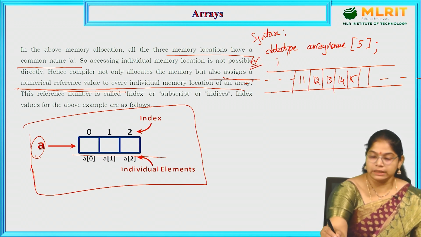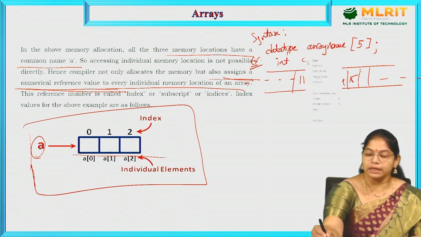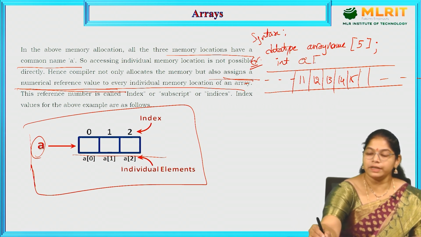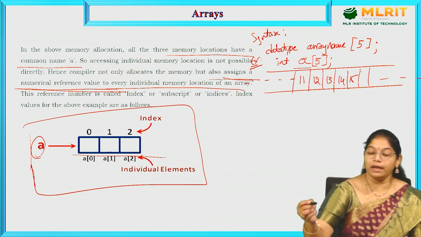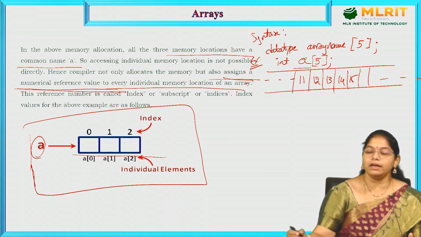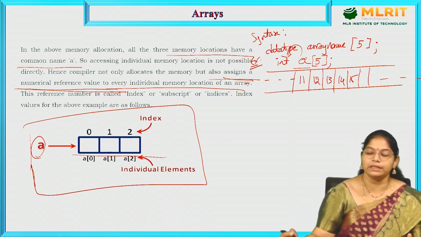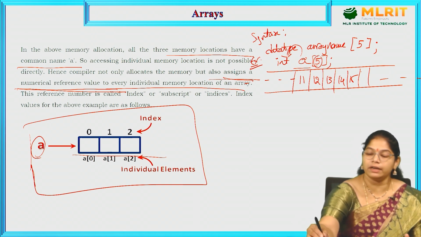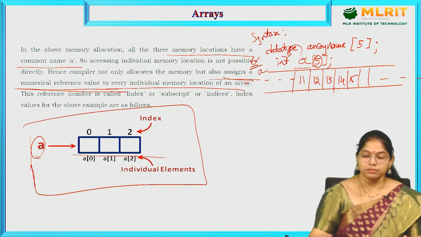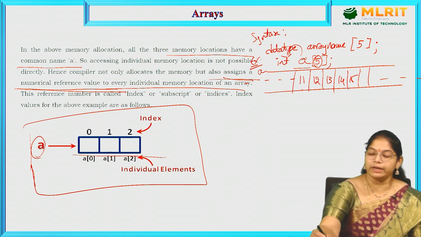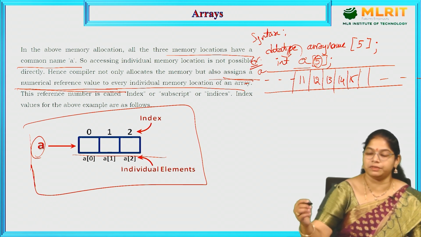Data type is int, array name is A, and size of the array is 5. So that means this array can hold 5 data items of type integer. So here we have an array, and the values I have provided here are 11, 12, 13, 14, 15.